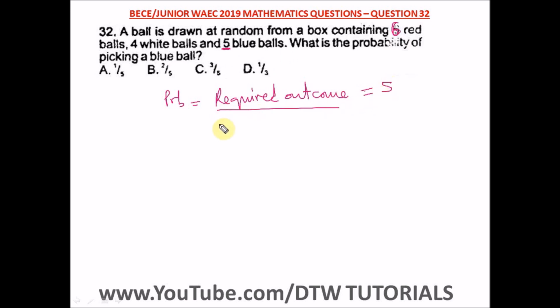Which is equal to 5 divided by our possible outcome. That's everything all joined together, the total possible outcome, which is 6 plus 4 plus 5. What is 6 plus 4? That will give us 10, plus 5 is 15. So we have 5 over 15. Here what can go? We have 5 here, 1, and 5 into 15, 3 times. So our answer is 1 over 3. So the probability of picking a blue ball is 1 over 3, and our right option here is option D.